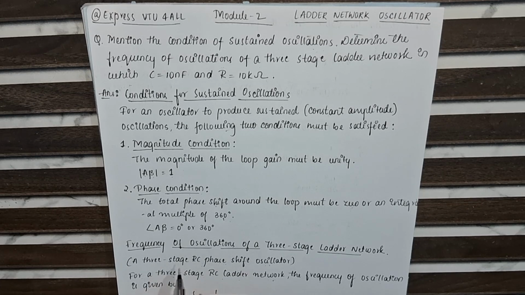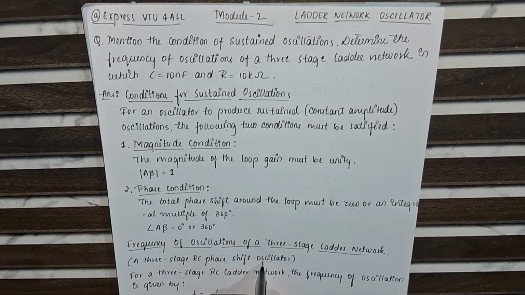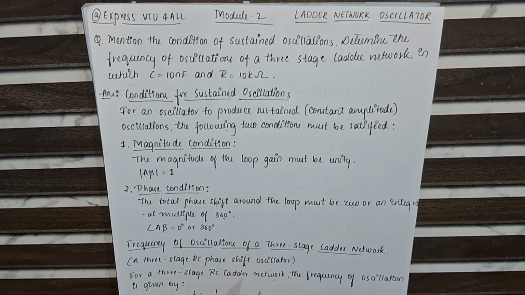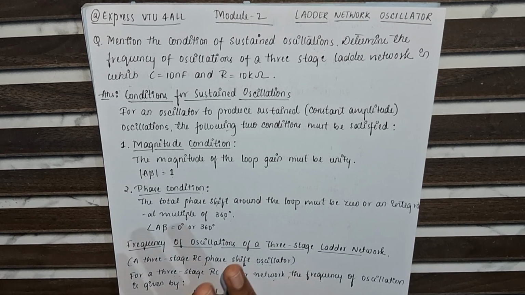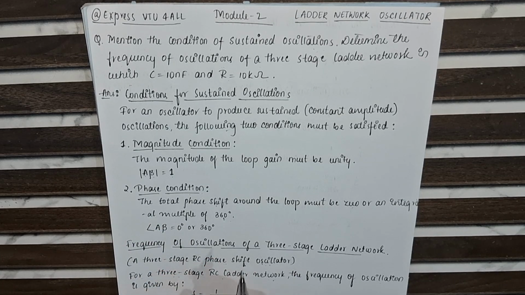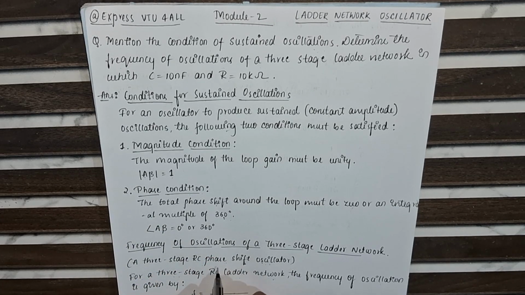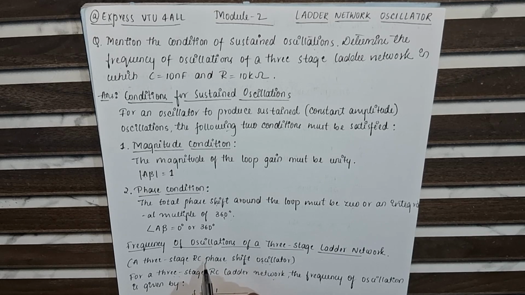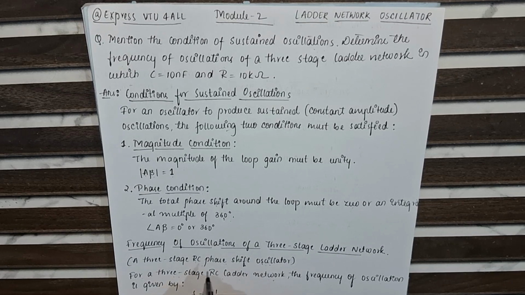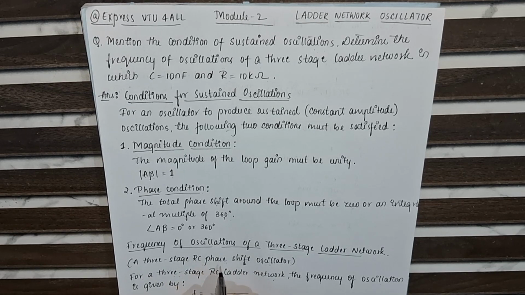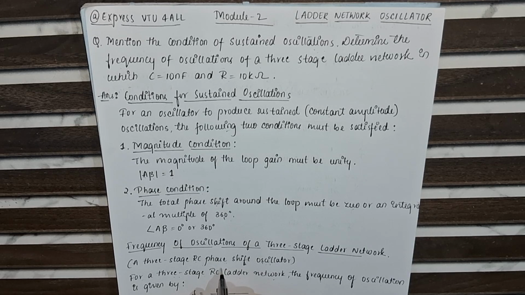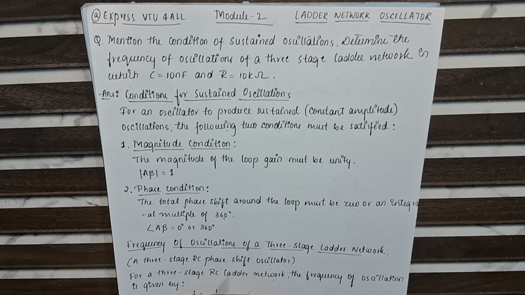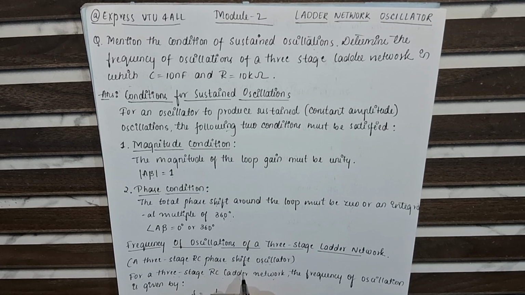So here a 3-stage ladder network, also called the RC phase shift oscillator, consists of 3 identical RC sections. Each RC section provides a phase shift, and together they produce a 180 degree phase shift, while the amplifier provides the remaining 180 degrees. So the total will be 360 degrees.